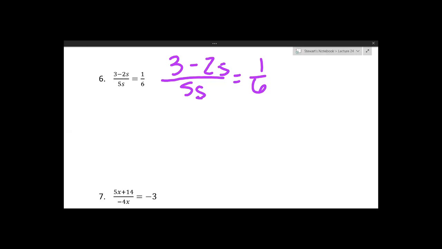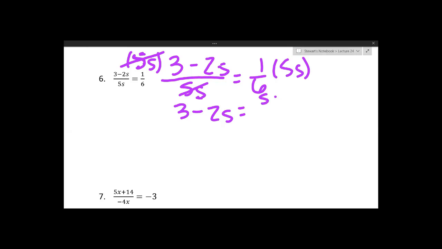So to do that, I'm going to multiply both sides by 5s, because that would get rid of it here. So that we have 3 minus 2s is equal to 5s over 6. And just for the sake of knowing, this expression is together, so we're going to keep that together. And for the sake of not having to deal with fractions, I'm going to multiply by 6 on both sides to get rid of the fraction on the right-hand side.